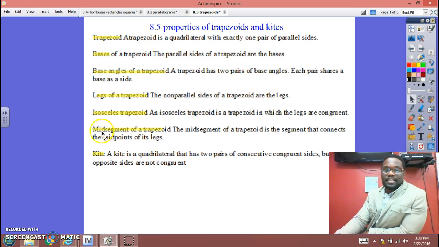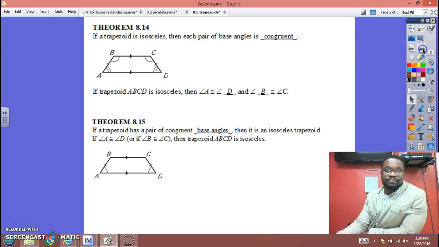And the midsegment, again, that's a word that you should know. The midsegment of a trapezoid is the segment that connects the midpoints of the legs. And of course, this is kind of separate, but a kite is a quadrilateral that has two pairs of consecutive congruent sides. That means the sides next to one another are congruent, but the opposite sides are not congruent. So we'll talk about all these as we move through the notes.